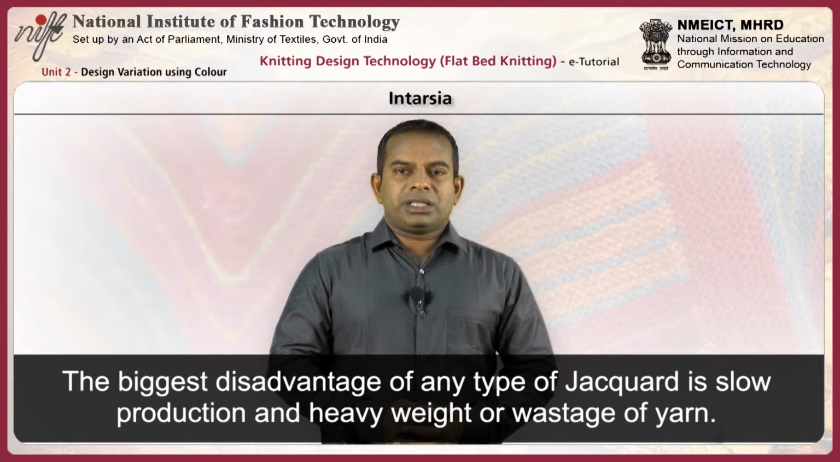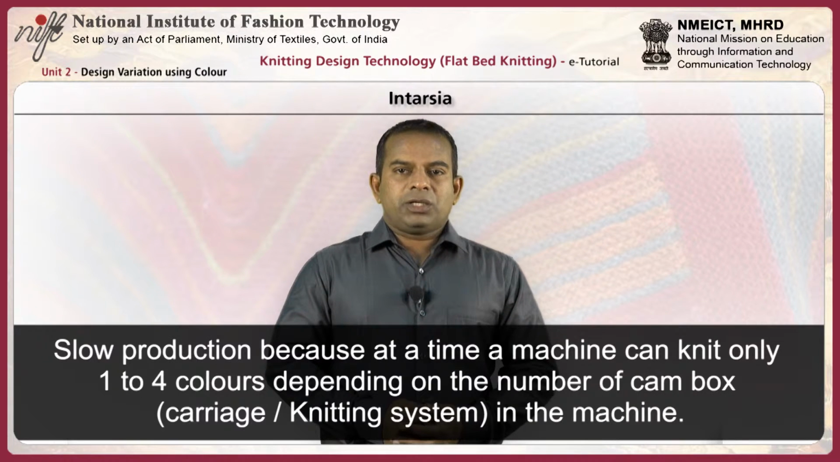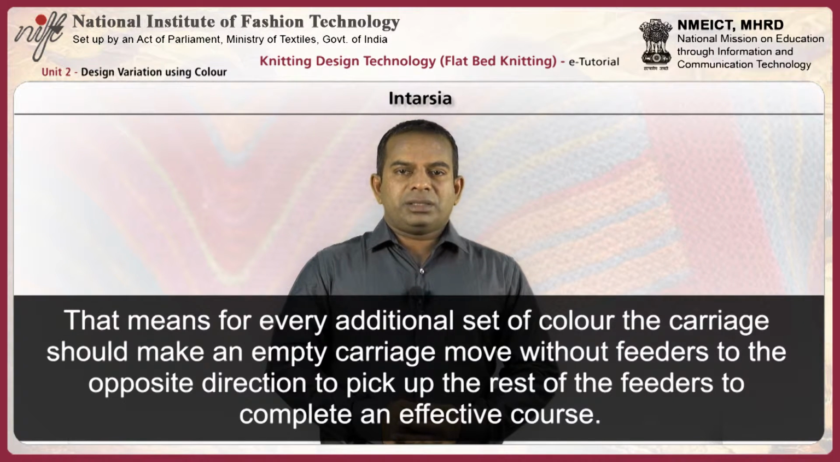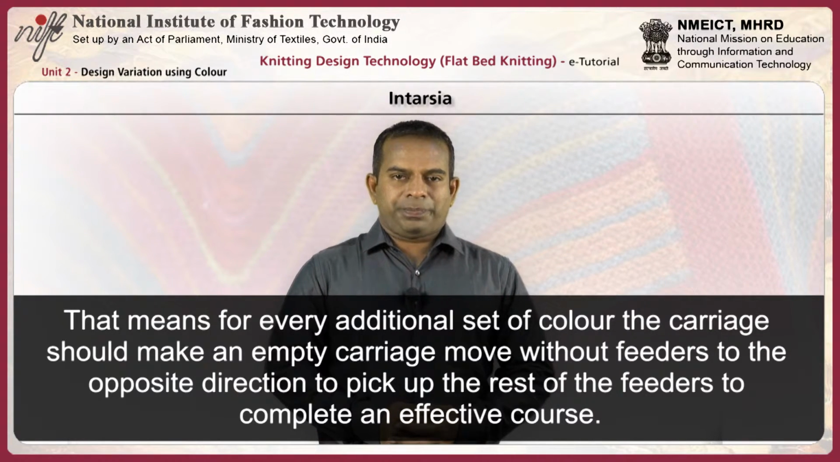The biggest disadvantages of any type of jacquard is slow production, added weight and wastage of yarn. Slow production because at a time a machine can knit only 1 to 4 colors depending on the number of knitting systems in the machine. That means for every additional set of colors, the carriage should make an empty carriage move without feeders to the opposite direction to pick up the rest of the feeders to complete an effective course.